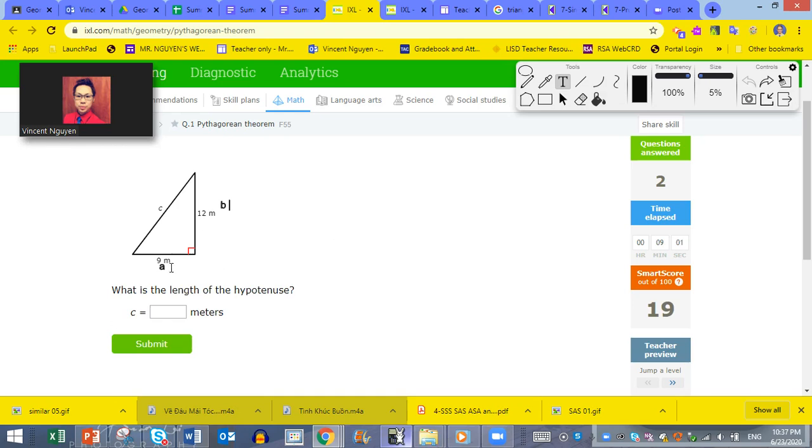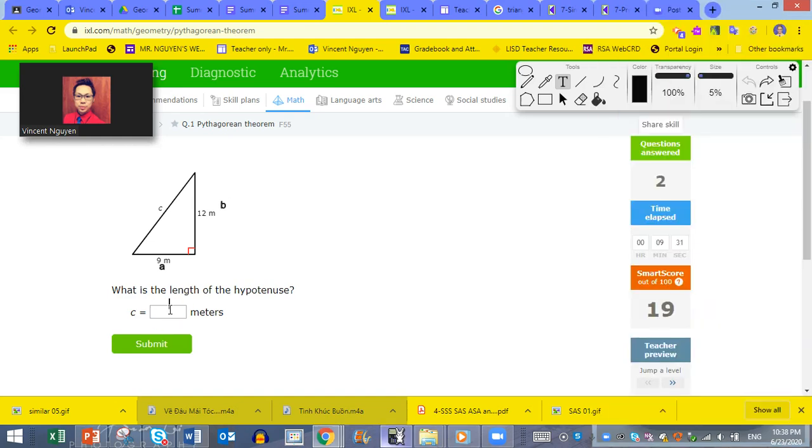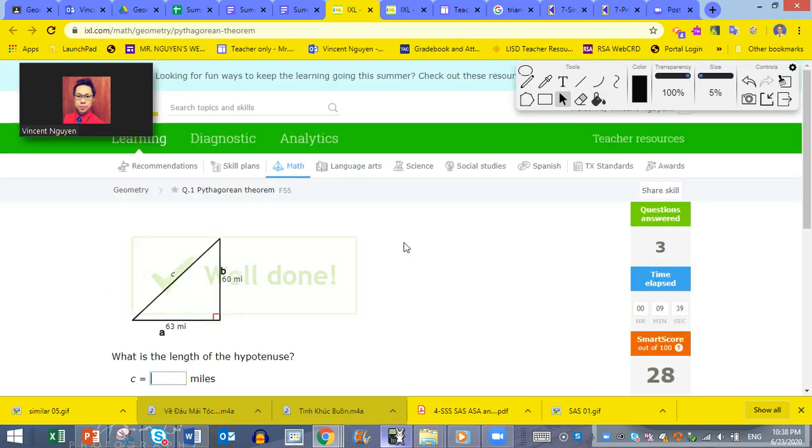So what we're going to do, because we're looking for the long side, which is the hypotenuse, we're going to be adding the squares of these and then taking the square root. So pretty much the same thing. On the calculator, we're going to do the square root of 9 squared plus 12 squared. And that's going to give us 15, which is C, right? That's how long C is. So I'm going to go over here and type in, what was the answer? 15. And then I will submit, and there's my answer.